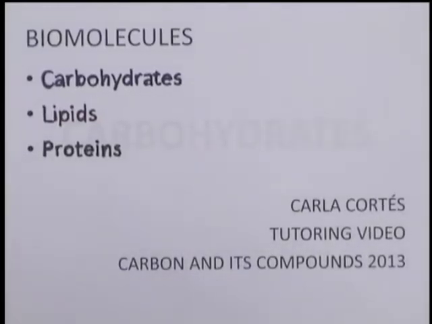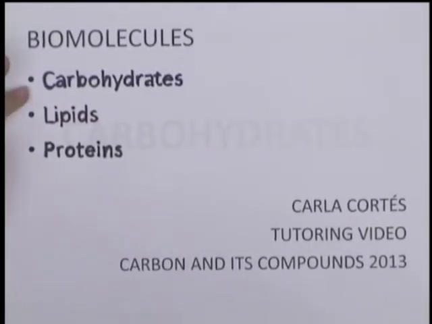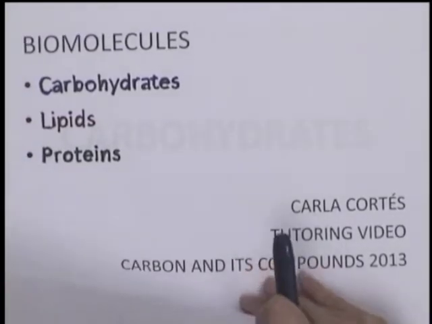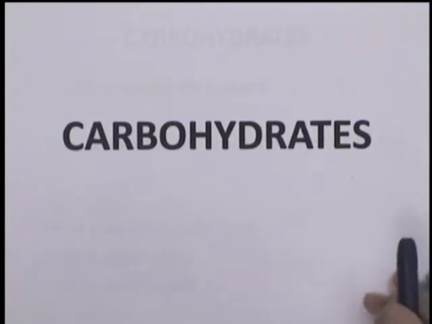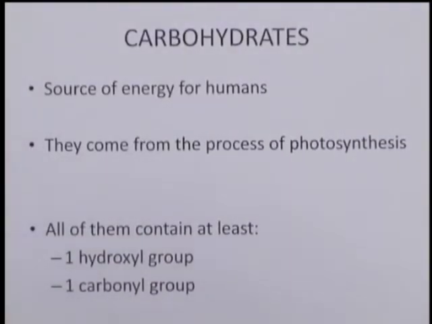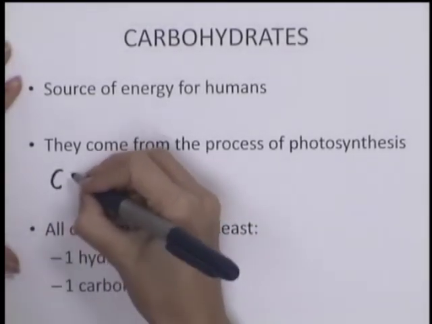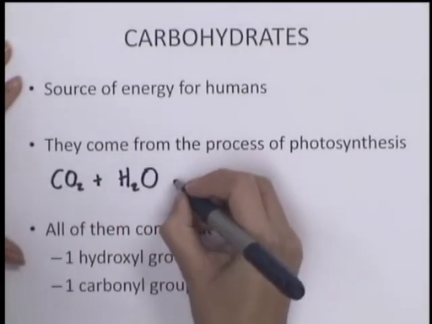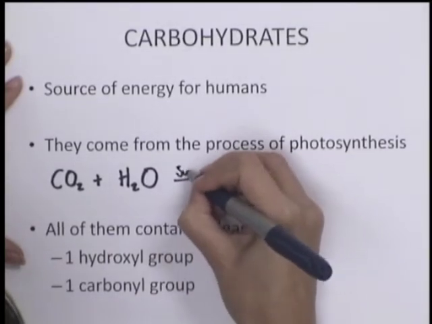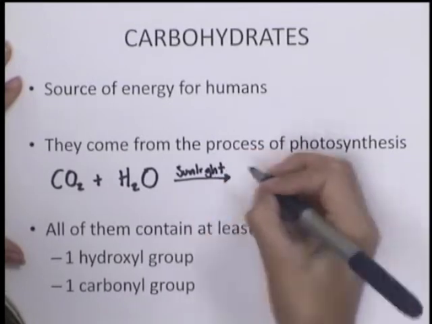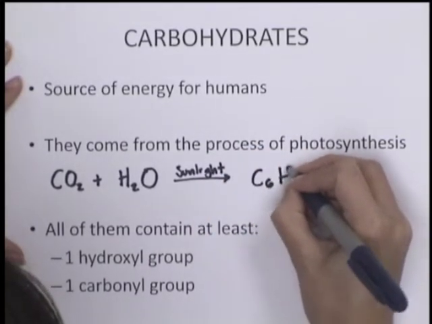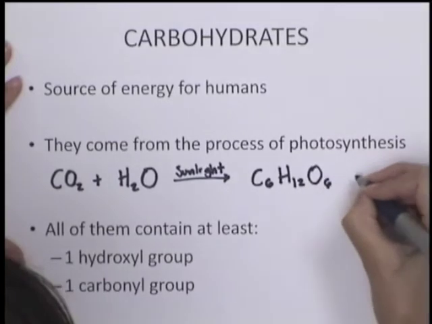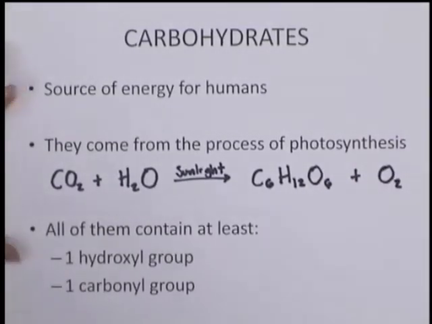So our lesson for today is biomolecules, which constitute carbohydrates, lipids, and proteins. We're going to start with the carbohydrates. Carbohydrates are the source of energy for humans, and they come from the process of photosynthesis, which we know is a reaction between carbon dioxide and water with the help of the sunlight from the UV rays, and we obtain glucose plus oxygen. Okay, glucose is a carbohydrate, is the main carbohydrate that we have.